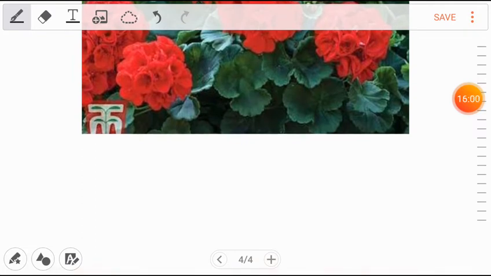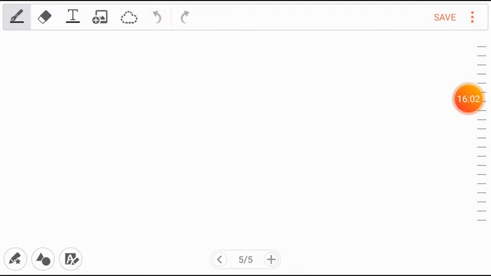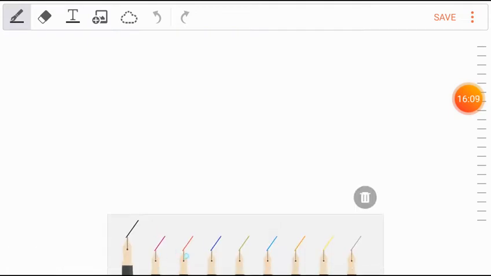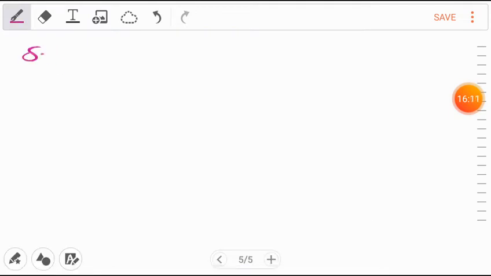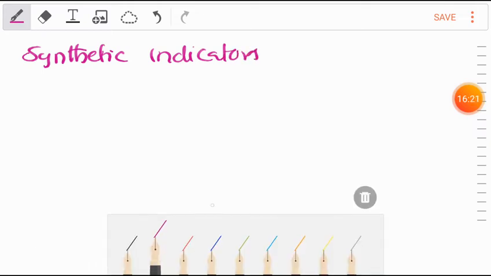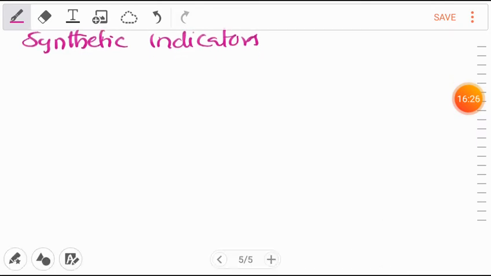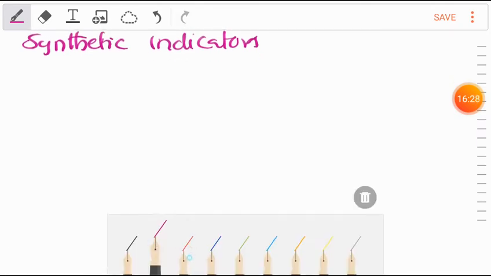Next one we will go for synthetic indicators, that means man-made indicators. So synthetic indicators are also called man-made indicators. Two indicators mainly we can discuss. First one is methyl orange.